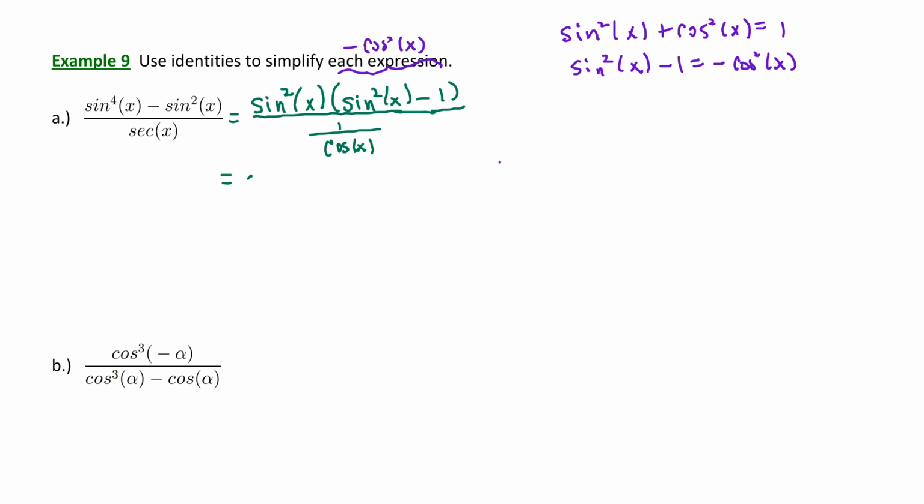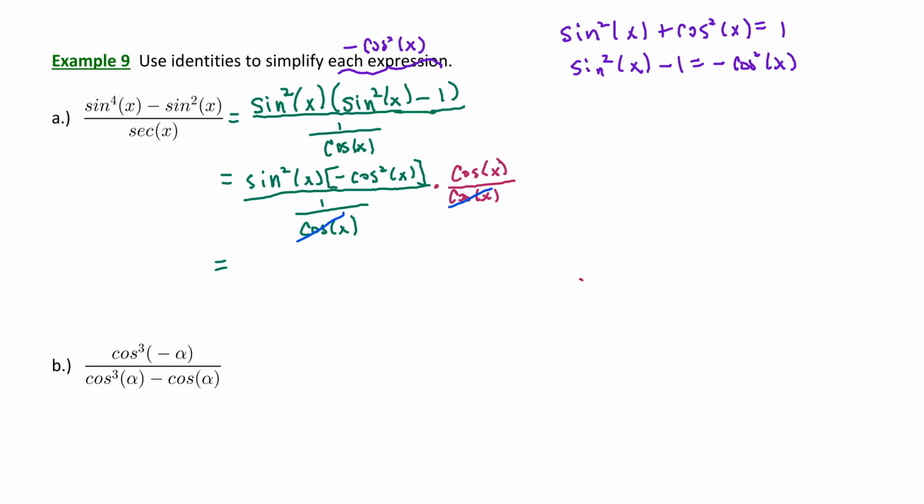This is going to simplify to sine squared of x times negative cosine squared of x. Now don't forget, here in the denominator, we still have the fraction 1 over cosine of x. Since we're dealing with a complex fraction, let's go ahead and simplify that by multiplying the top and the bottom by the reciprocal of that denominator. This is going to cancel the cosine in the bottom and combine with the power of cosine that we already have in the top.